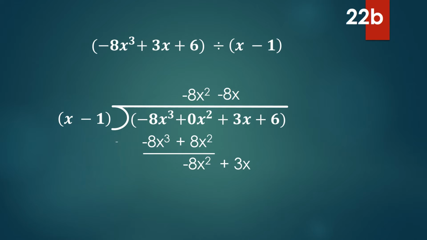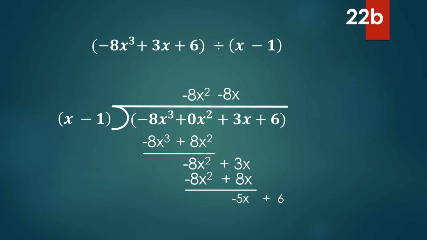You multiply it by negative 8x. Negative 8x times x gives you negative 8x squared. Negative 8x times negative 1 gives you plus 8x. You subtract: negative 8x squared minus the negative 8x squared is 0. 3x minus 8x is negative 5x. Bring down the plus 6, which we've done here.